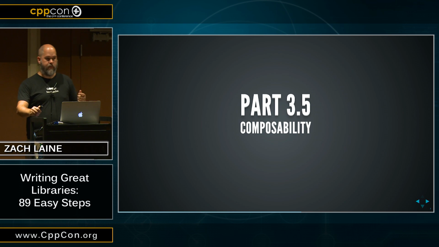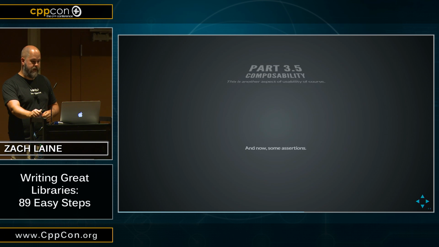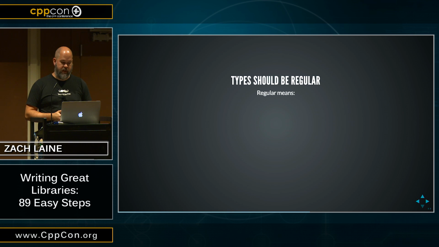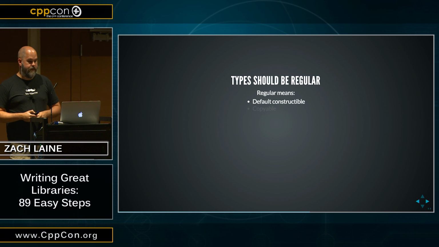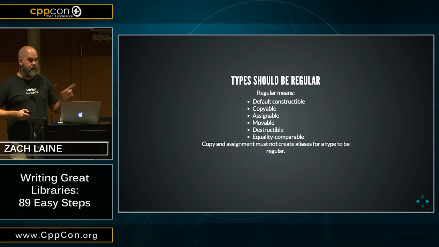All right, so composability I put in its own section because I think it's very important, but it's just an aspect of usability. Okay, so this is kind of more of the same issues. So I'm going to put some blanket assertions up here, and hopefully I will justify some or all of them, and hopefully some of them will just be obvious once you hear them stated in the way I'm going to. So first, I think types should be regular. Regular means that something is default constructible, it's copyable, it's assignable, it's movable, it's destructible, and it's equality comparable. If I don't have equality comparable, this is something called semi-regular, which you'll see in a second. It's also very useful. Copy and assignment, though, must not create aliases.